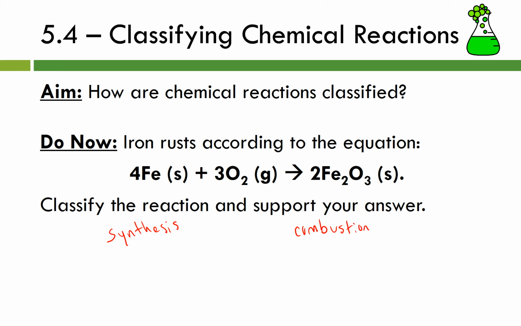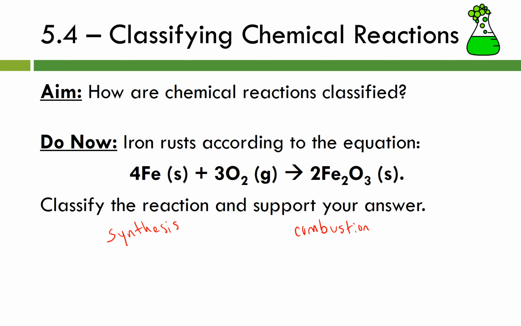So let's explore those 2 reaction types a little bit more. In a synthesis reaction, if you've already done the reading, we take 2 substances, so 2 reactants, and we combine them to make a single product. This definitely fits the bill. I start off with 2 elements, iron and oxygen, and I combine them into a single compound, iron(III) oxide.